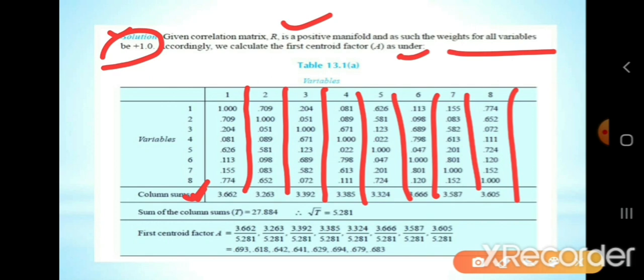So this is the column sum. Now we'll get the sum of the column sums, which is denoted by capital T. So we'll add all the column sums and the total is 27.887. Okay, next we'll get the square root of the total sum, which comes out to be 5.281.